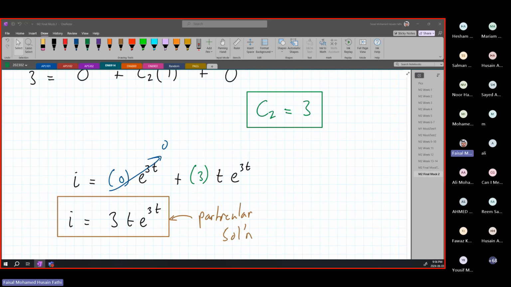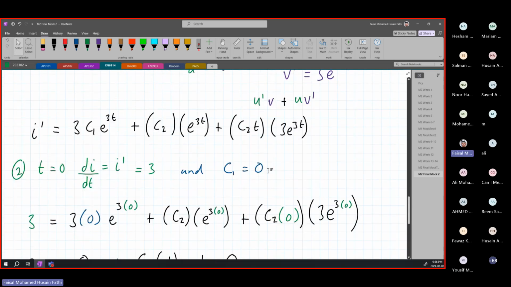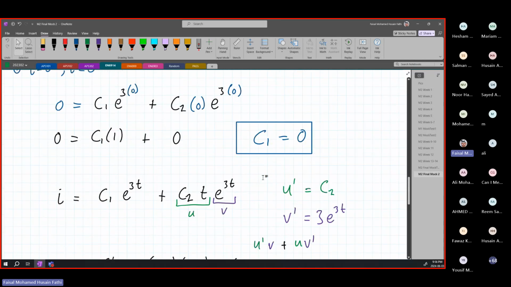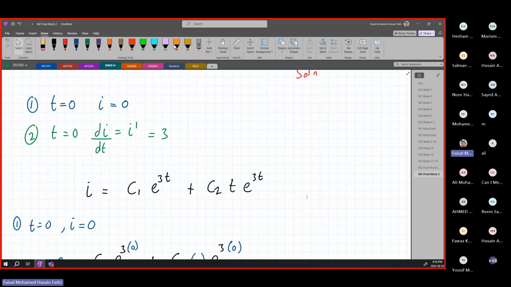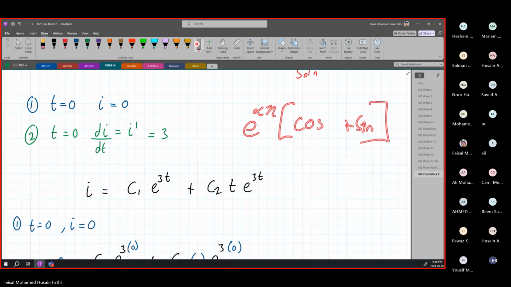How do you know when to use product rule? Product rule basically is going to be applied in two cases. When you have this form like here, where you have t times e to the power of 3t, or in the case of complex, where you're going to get e to the power of alpha x into cosine and sine. All right, so this is when you will be applying product rule.